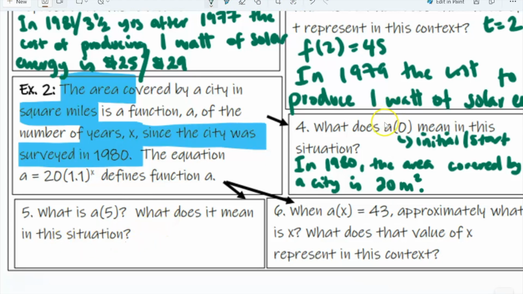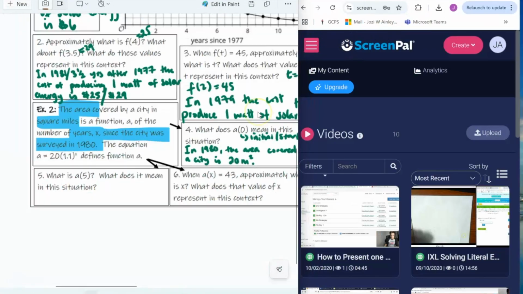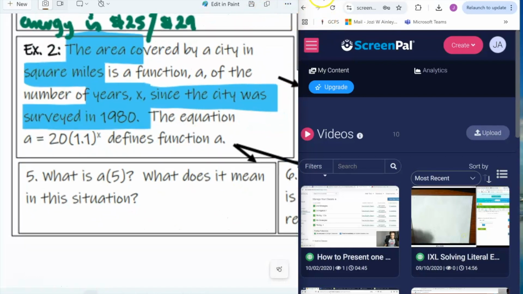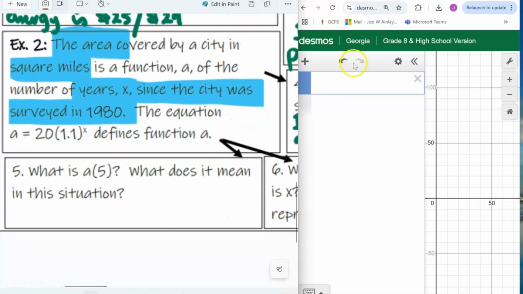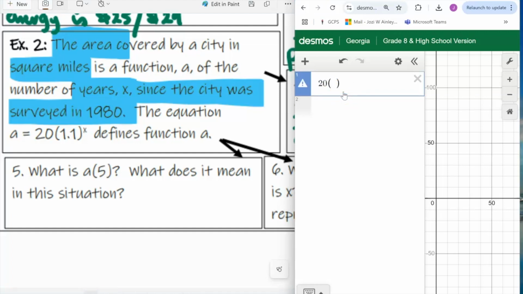Okay, so again, the sentence can change. It's okay as long as you can tell me what it means. What is A of 5? So what does that mean? The time is 5, right? So how do I evaluate that? And this time, since I am going to plug it into the calculator real quick, I'm going to take the question and type it in. So it's 20 parentheses 1.1 shift 6 x.